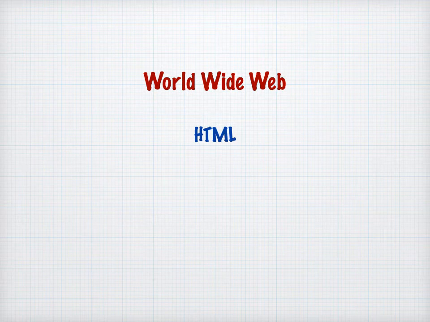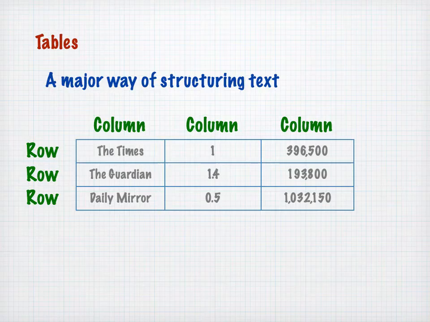So let's look at something a little bit more complicated, how you do tables in HTML. Now tables are a major way of structuring text, and you're familiar with tables. They have rows and they have particular columns. So here I've got some information about newspapers, and in the second column I've got their cost, and then in the third column I've got the distribution figures, how many they print and sell. So I've got newspapers, costs and distribution figures. And what I'd like to do is insert that into an HTML document.